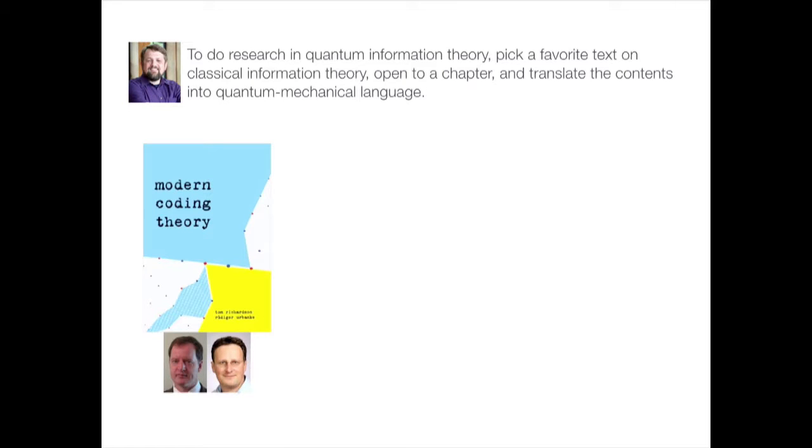Here's a book on classical information theory. It's Modern Coding Theory by Tom Richardson and Rüdiger Urbanke. If you were at QIP last year, you recognize Rüdiger gave a talk on all the latest and greatest that's happened in modern coding theory since they published this book. But the main point of the book is that one of the big tools in modern coding theory is what's called belief propagation decoding. And there's actually not one chapter to look at here for that, but many.